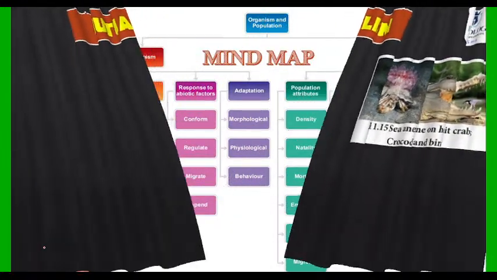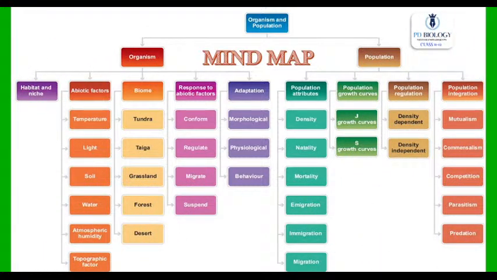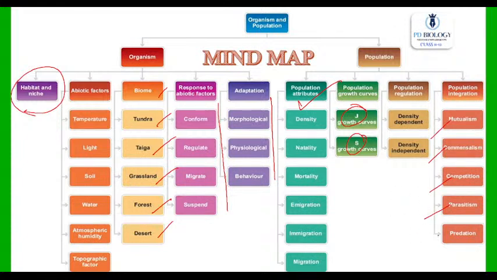So moving to the end of our lesson, see everything is there in the mind map. The habitat and niche, biome, tundra, taiga, grassland, forest, desert, abiotic factors, adaptive factors, population attributes, J-curve and S-curve, and mutualism, commensalism, competition, predation, parasitism, all are there. So I think you all get a good preparation from this chapter.